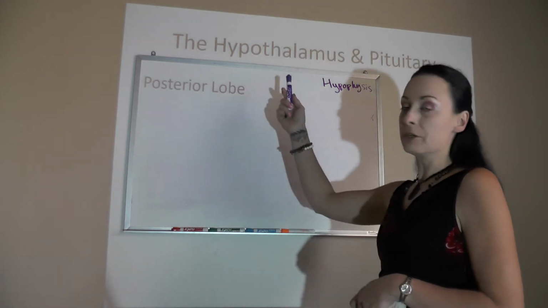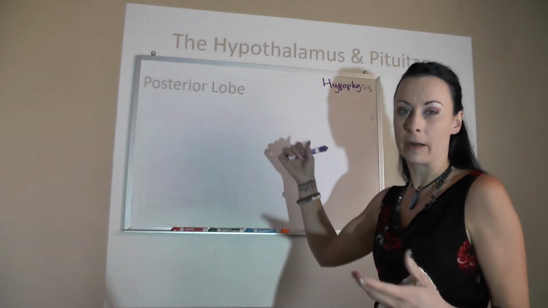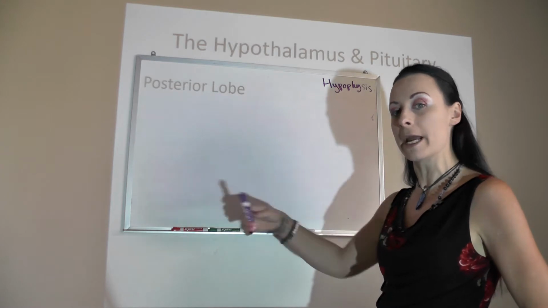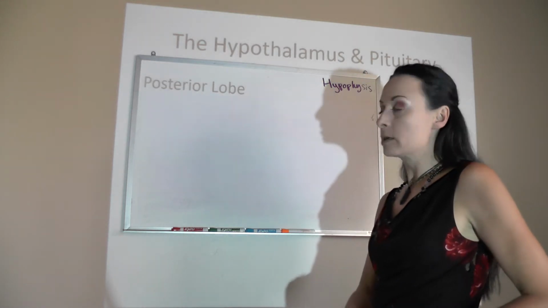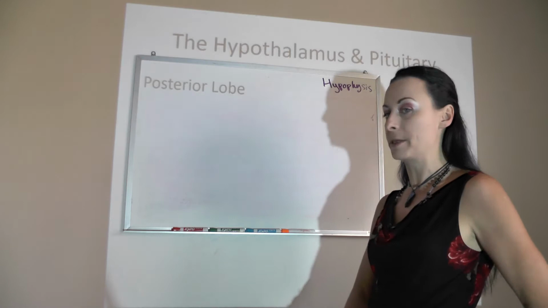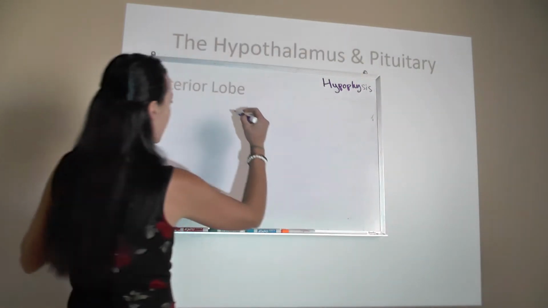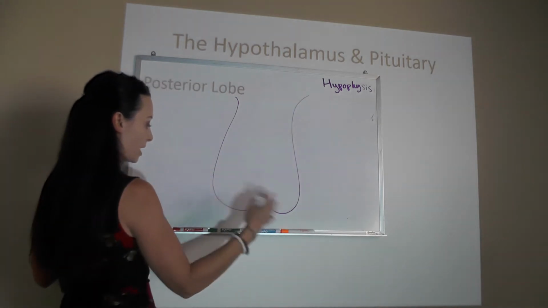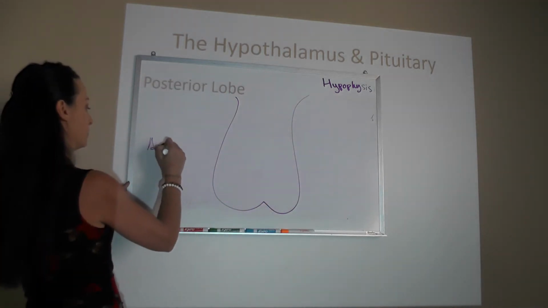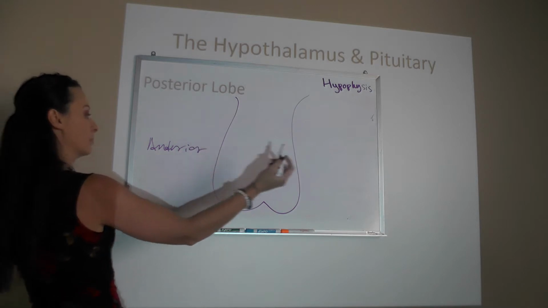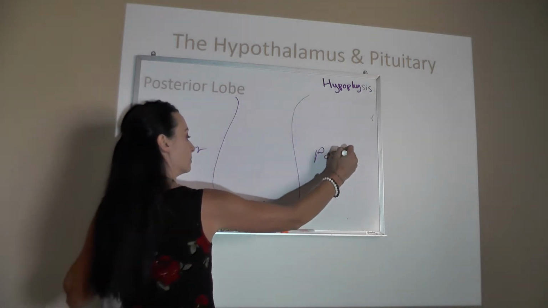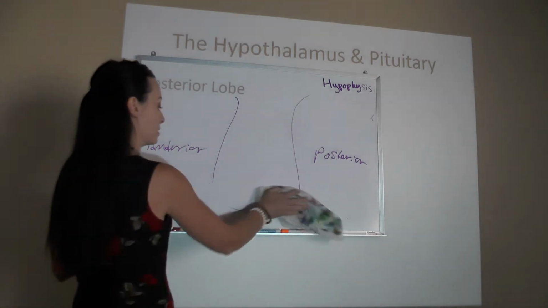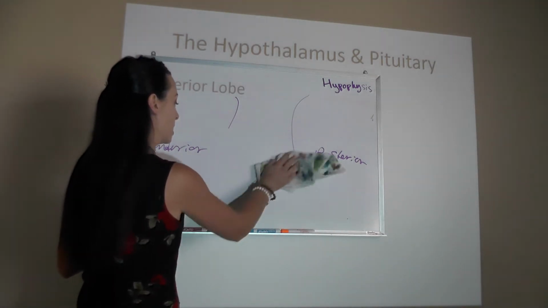And the relationship of the hypothalamus to the pituitary is different depending on whether or not you're looking at the posterior pituitary or the anterior pituitary. So we're going to start out looking at the relationship of the hypothalamus to the posterior pituitary. And I'm actually going to draw this picture over and over and over again. So this is anterior. This is posterior. And what we're talking about right now is the posterior pituitary.